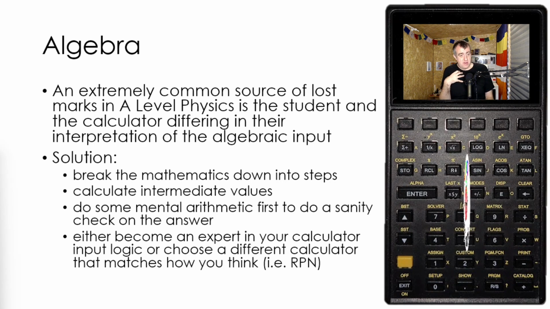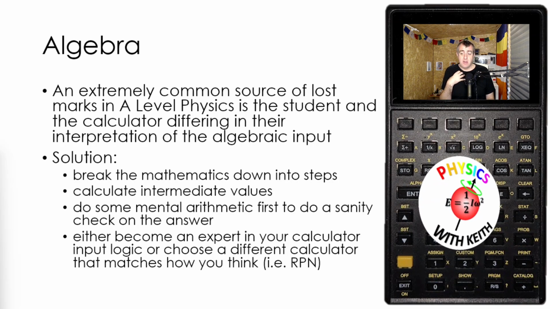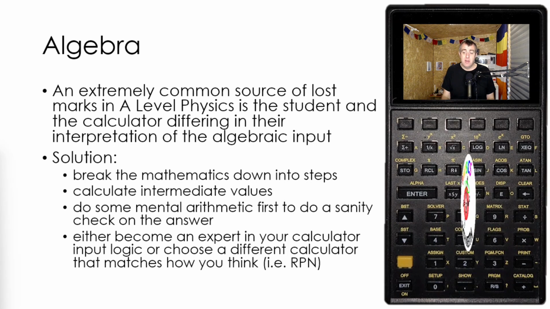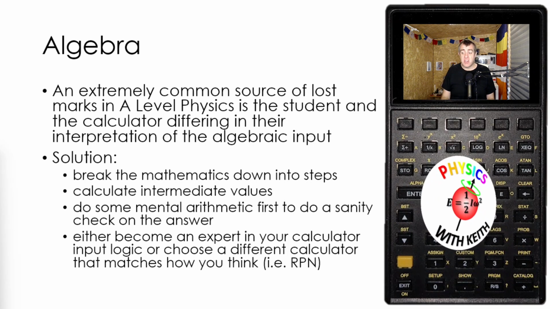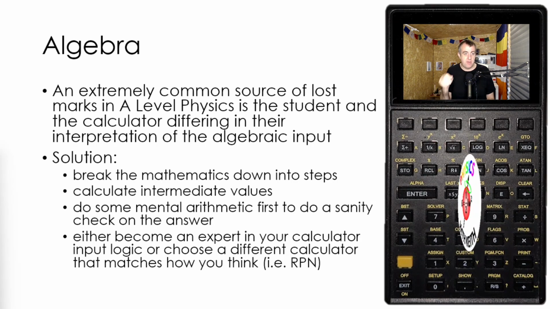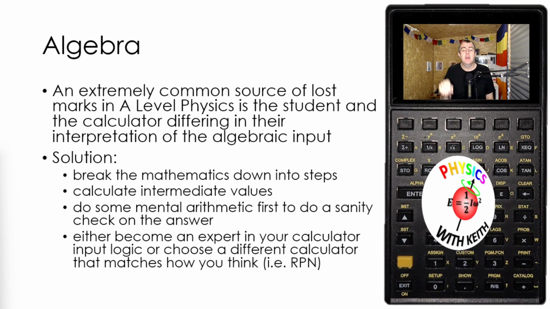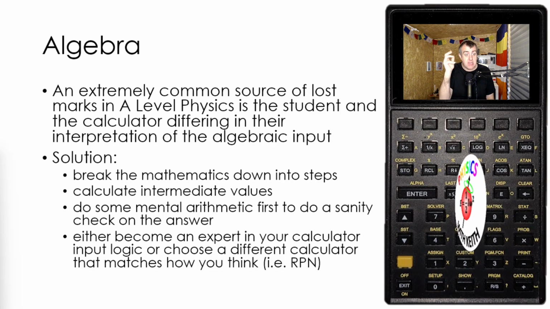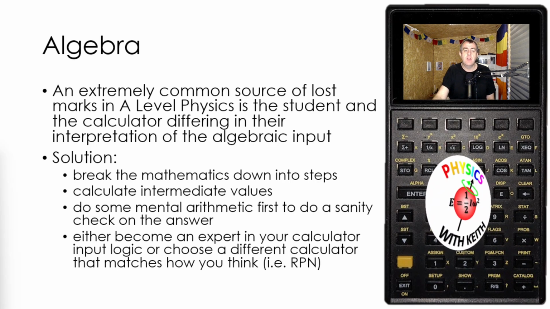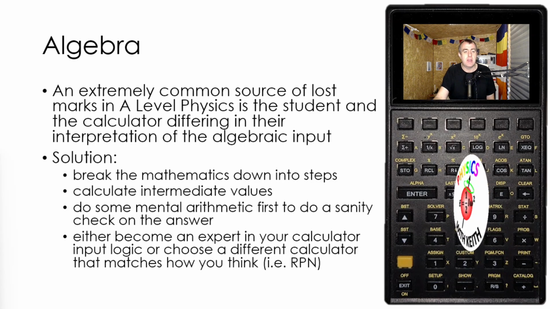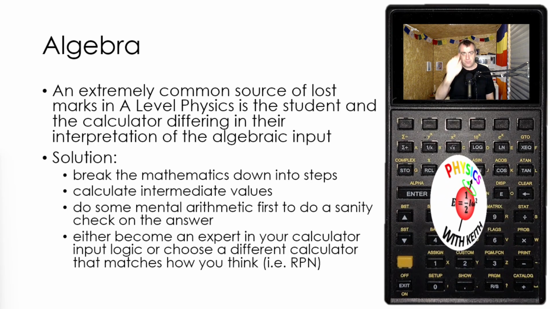Now, I found this out very late in my physics career, that calculators kept giving me the wrong answer. My brain doesn't work like that. Actually, reverse Polish notation, RPN, worked for me. And I found a few students in my career, not many, who have picked up RPN and gone, actually, yes, this is better. This works for me. So don't be afraid to stand out and be different. You don't have to use the same calculator as everyone else.